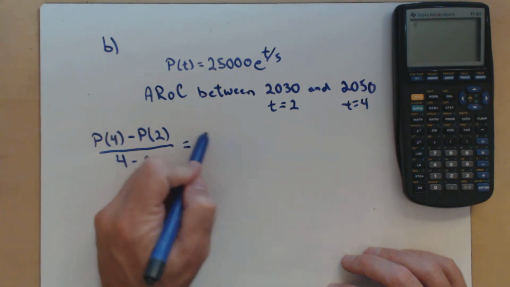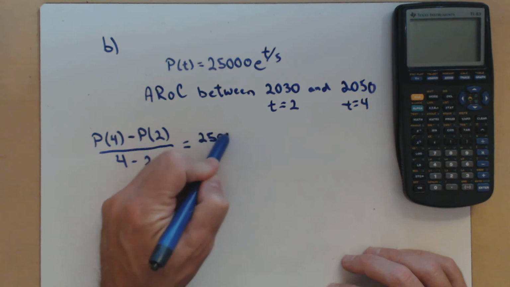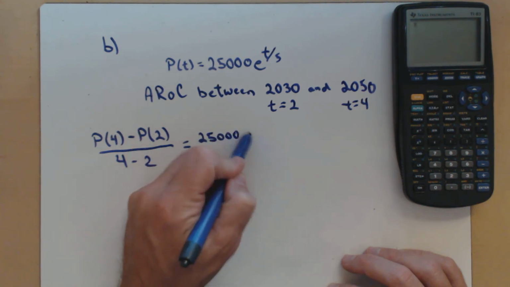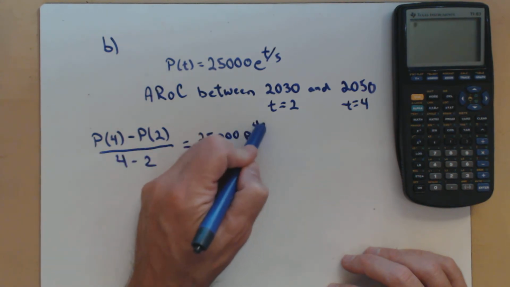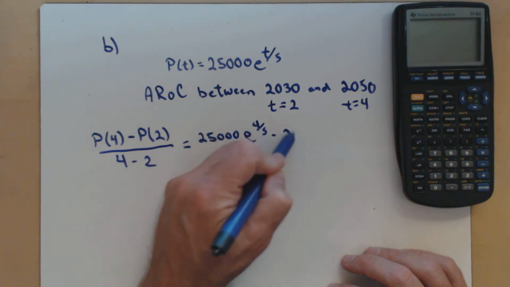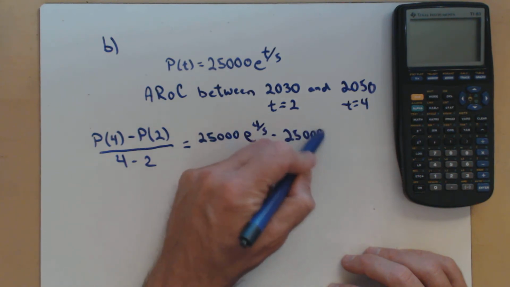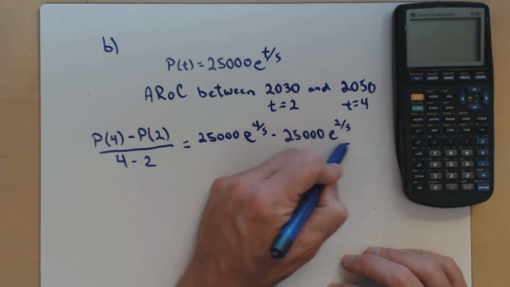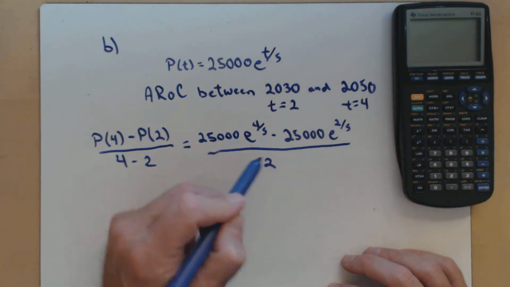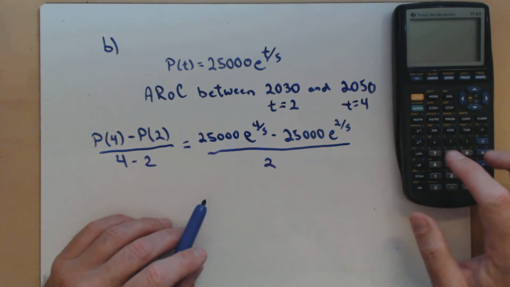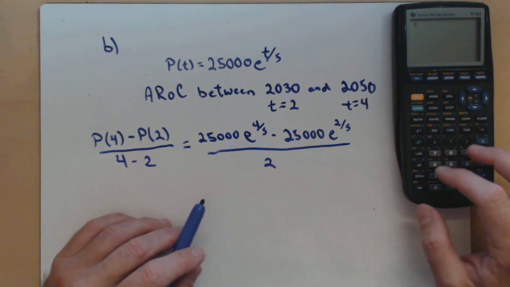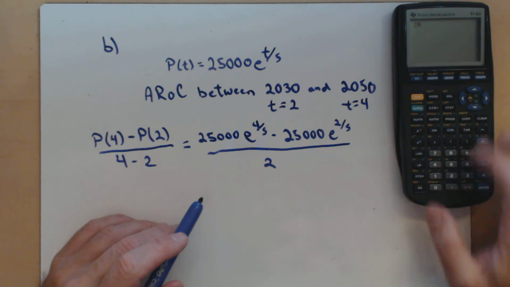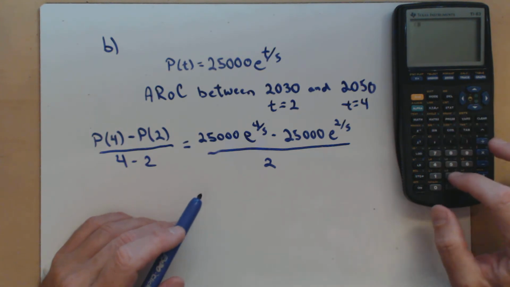So employing our function, we have 25,000 e to the 4 over 5 minus 25,000 e to the 2 over 5 all over 2. So let's see what we get, and we're going to put this in the calculator, and we can put it in all at once. The calculator has the ability to do this. So we need to separate the numerator and denominator in a set of parentheses.